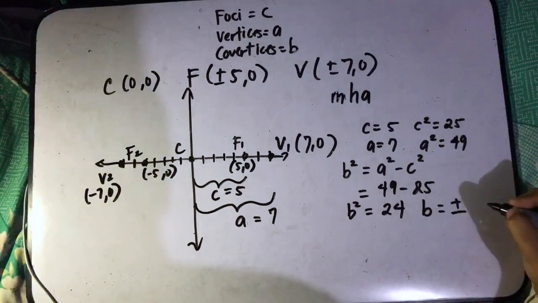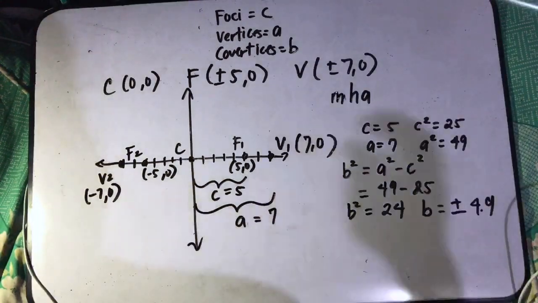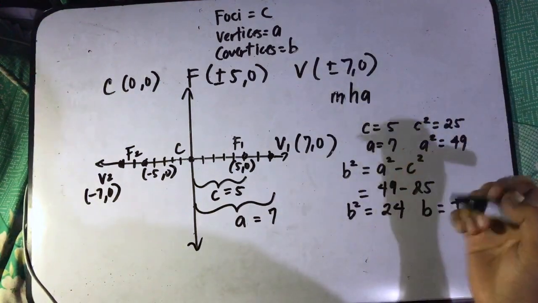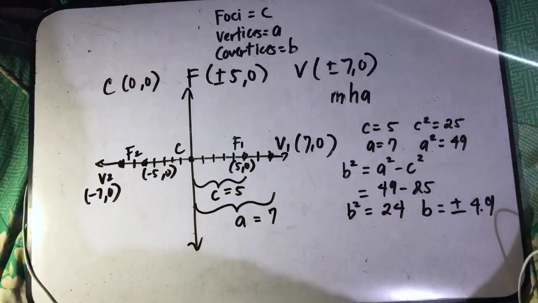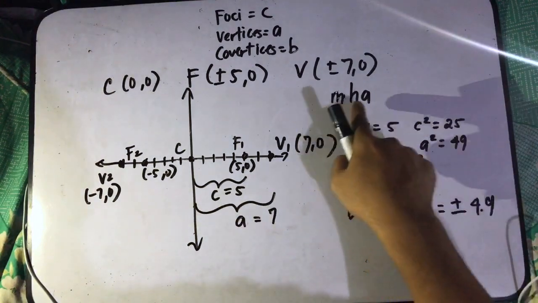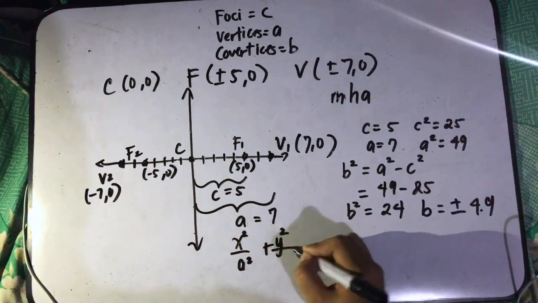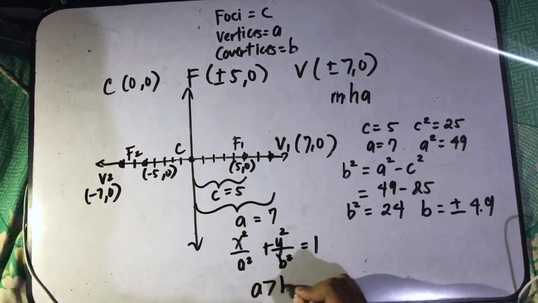So the square root of 24 is plus minus 4.9. So we're asked to find the standard equation. Pinapahanap ngayon sa atin yung standard equation. So, pwede na pala natin hindi din computin c squared, pero given na si c squared. So, if this is major horizontal axis, the standard equation would be x squared over a squared plus y squared over b squared is equal to 1, where a is greater than b.